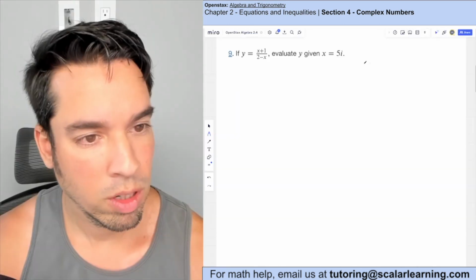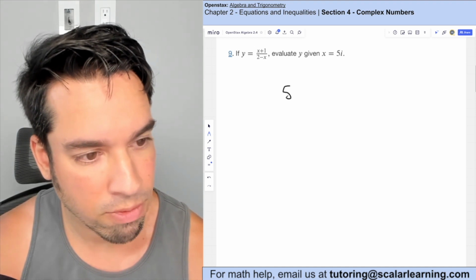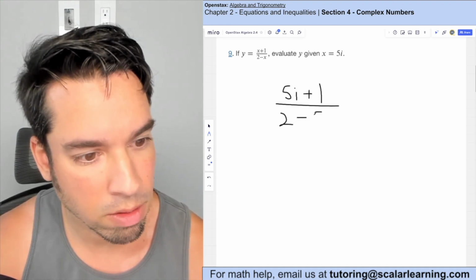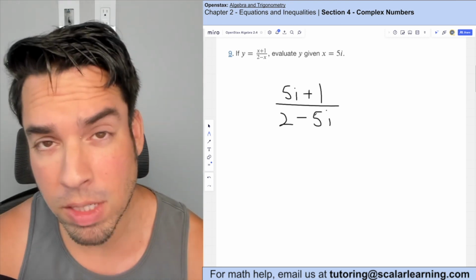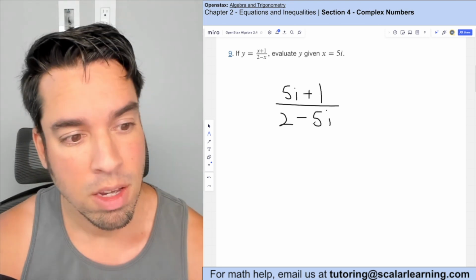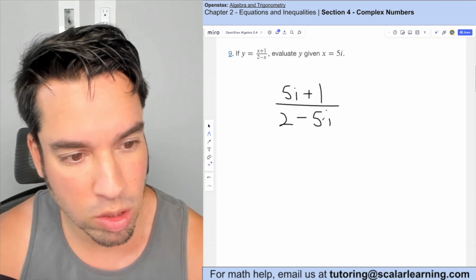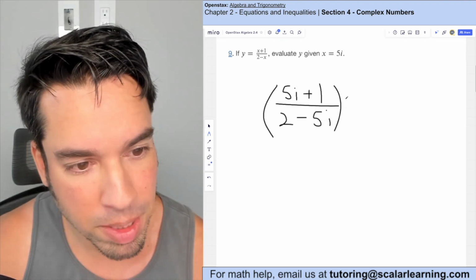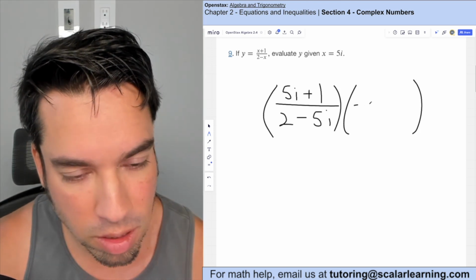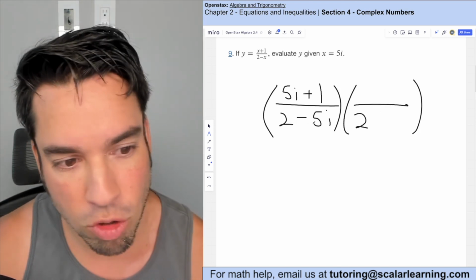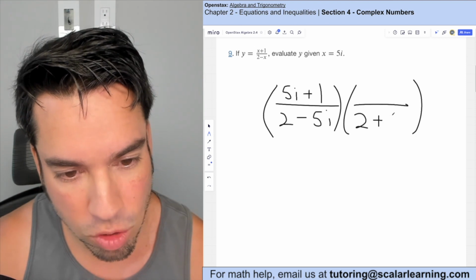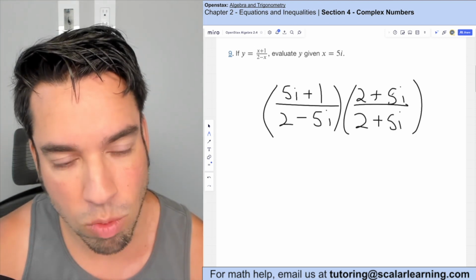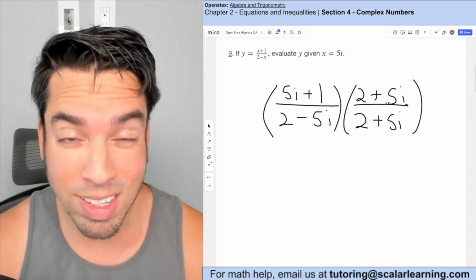Done. We're going to plug in 5i for x. So we got 5i plus 1 over 2 minus 5i. Now this is in and of itself fine, but the general idea is when we got complex numbers, we don't want to have an imaginary in the denominator. As such, we're going to multiply by something called the conjugate, both on the top and bottom. So it's the same as 2 minus 5i, except we flip the minus to a plus. And then we have to do the same thing on top because that makes it so that we're multiplying technically by 1, which is allowed.